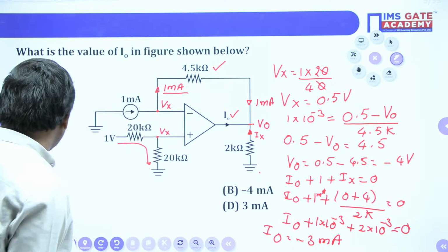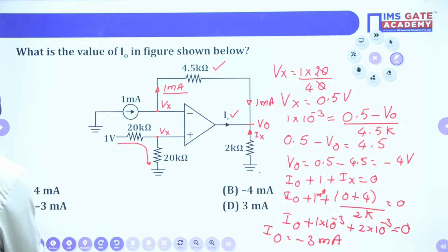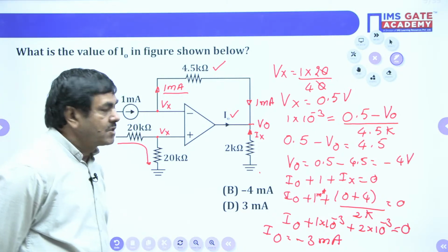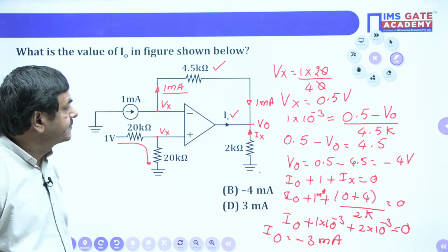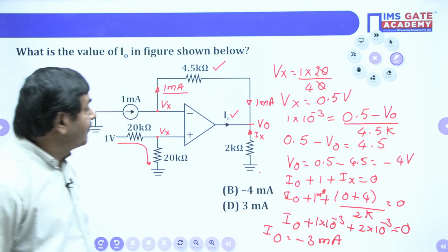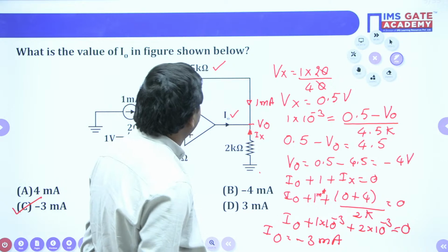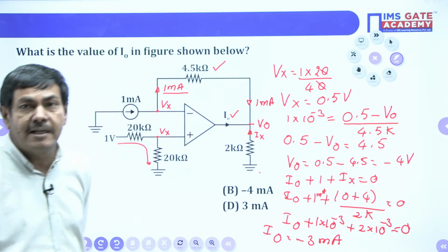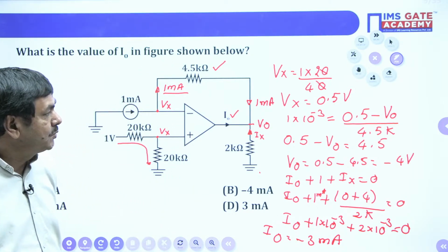Which option is correct? Option C is correct. Exactly. This answer is correct. So the value of I naught in this particular problem is minus 3 milliamperes only. In such a way we can do.